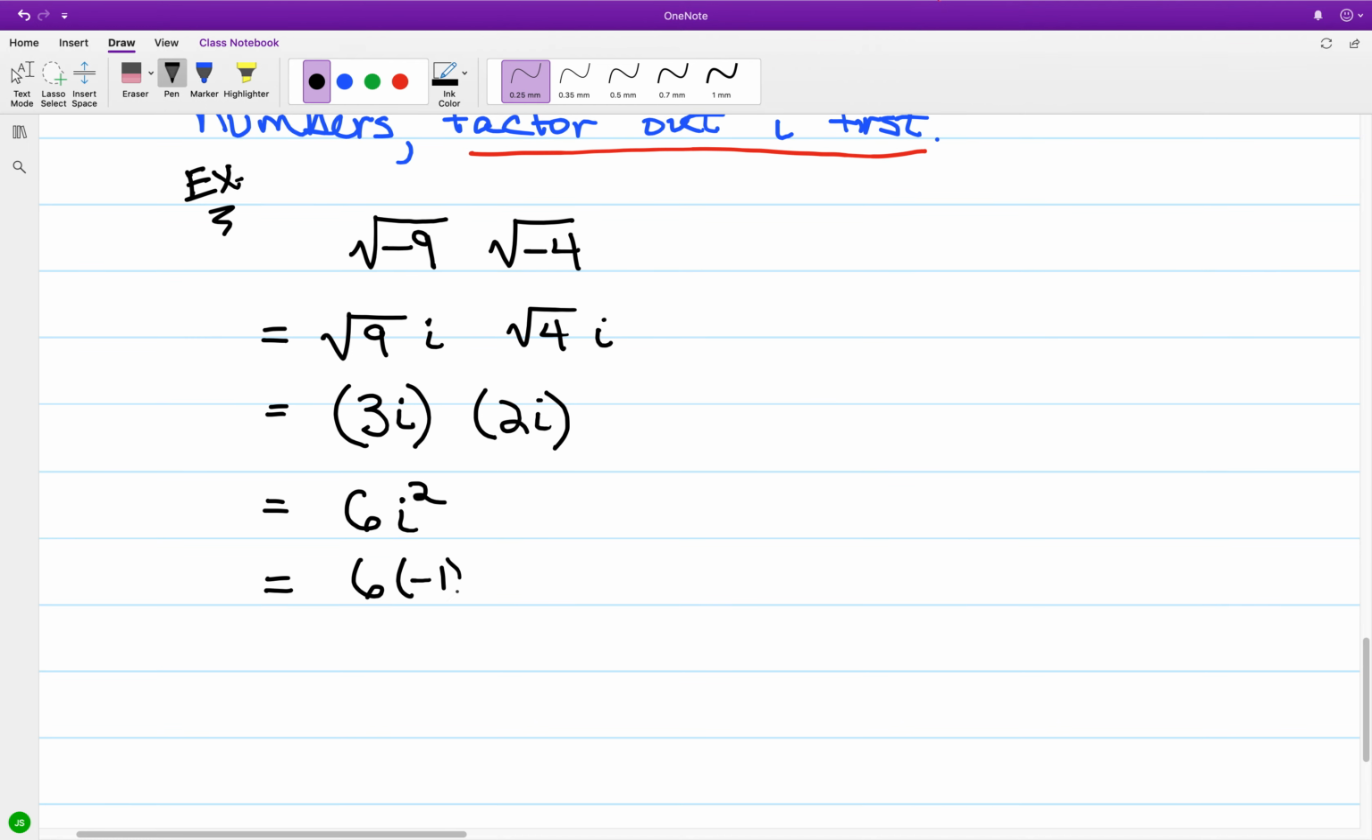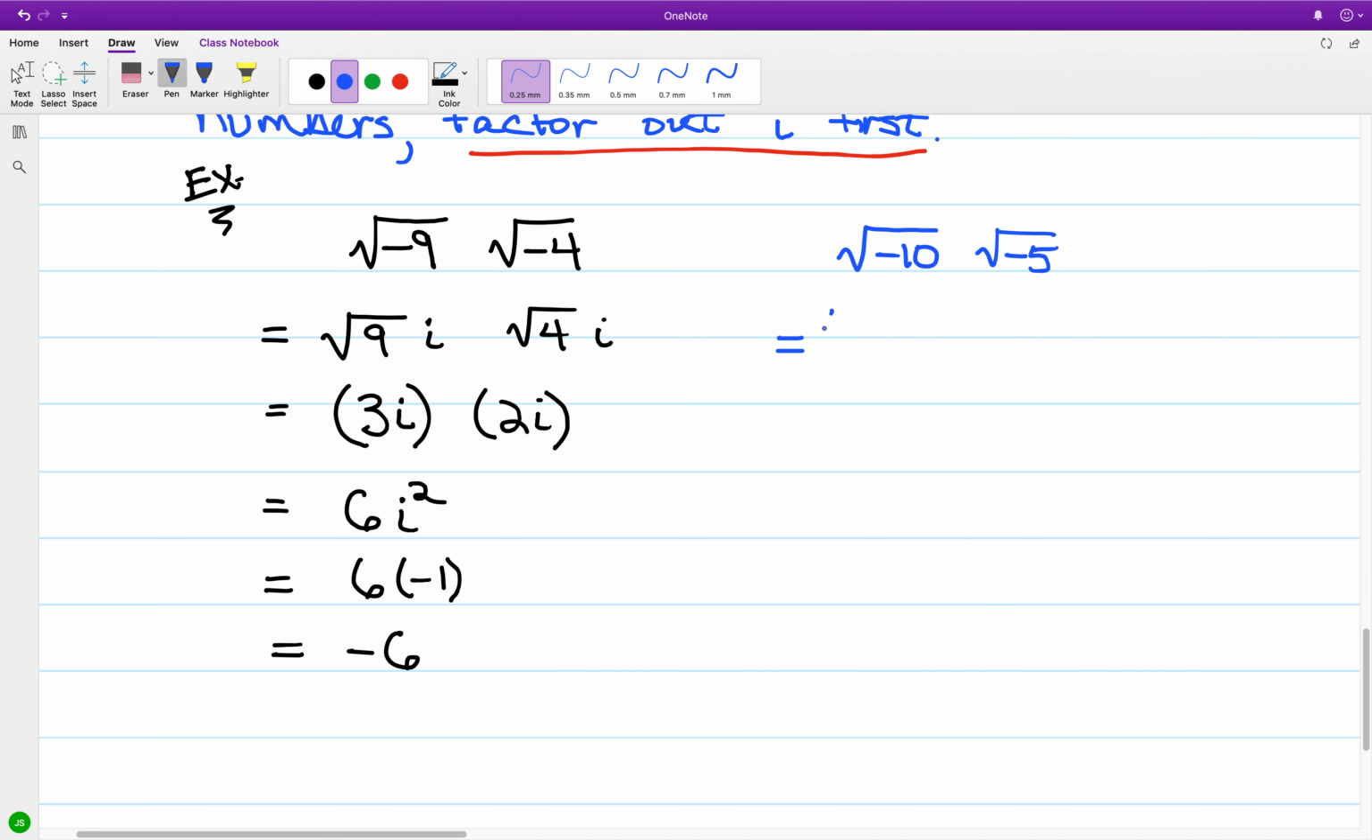So we have 6 times -1. And so for the product of the square root of -9 and the square root of -4, this will go to -6. And let's say that if we have as another case, if I have the square root of -10 times the square root of -5.